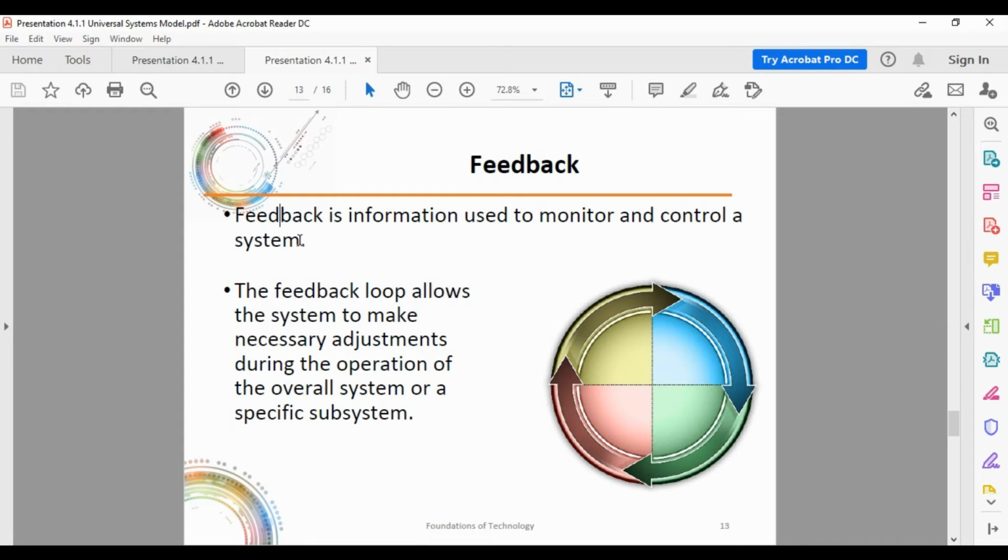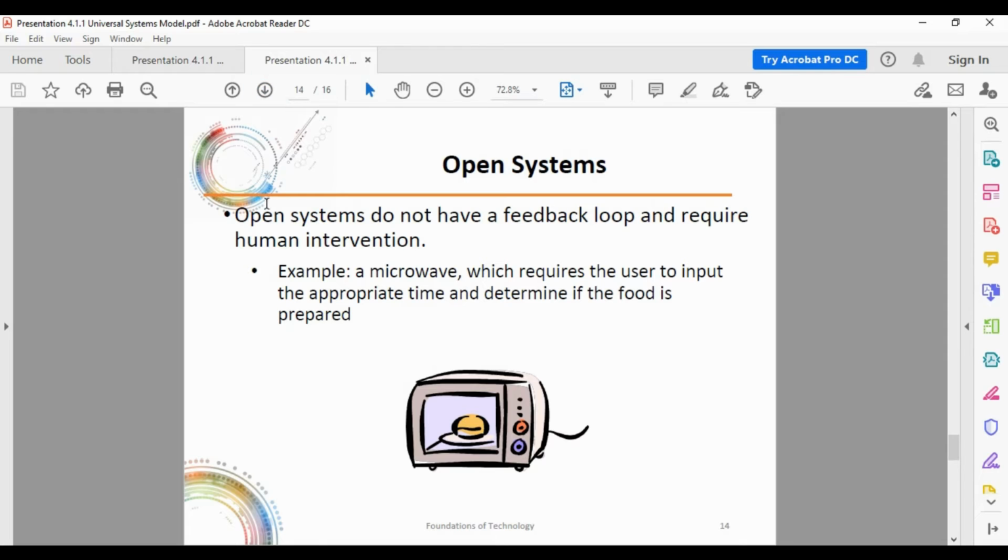Now we talk about feedback. Feedback is information used to monitor and control a system. So you get your results, and then from those results you determine what to do next. The feedback loop allows the system to make necessary adjustments during the operation of the overall system or the specific subsystem. That is a more formal way of saying what I had just said, which is you get the information and then you can adjust accordingly to make sure that everything is operating properly.